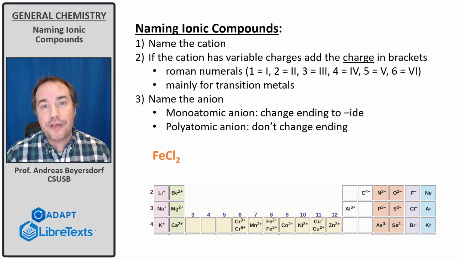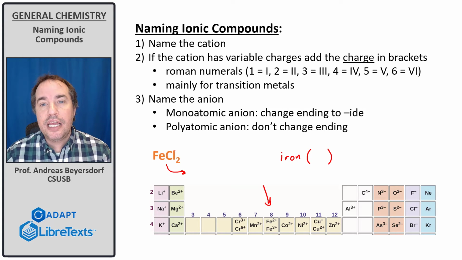Now let's try another one, FeCl2. In FeCl2, our cation is iron. Now, iron is a transition metal, and it can have either 2+ or 3+. So we need to include the charge of the iron in the name. Now, how do we determine the charge? Well, we can see that the chlorine is always 1-. So that means if I have 2 chlorines, the iron must be 2+ in order to balance it out. So this would be iron(II) chloride.